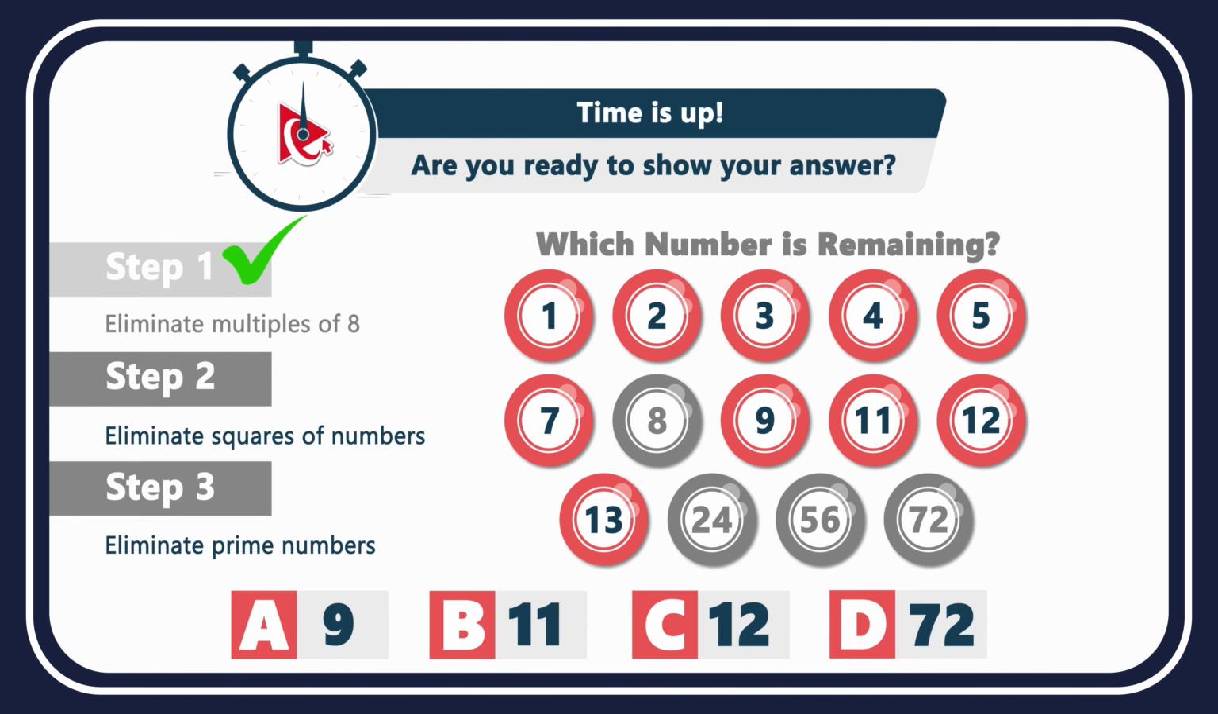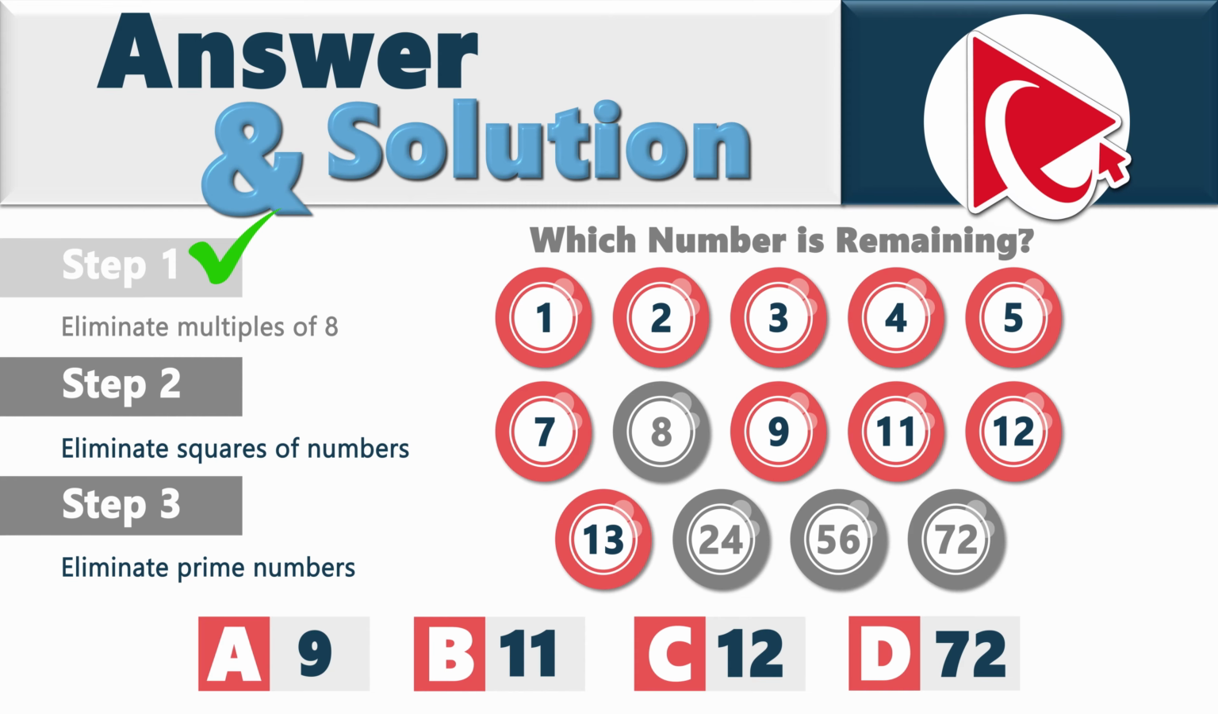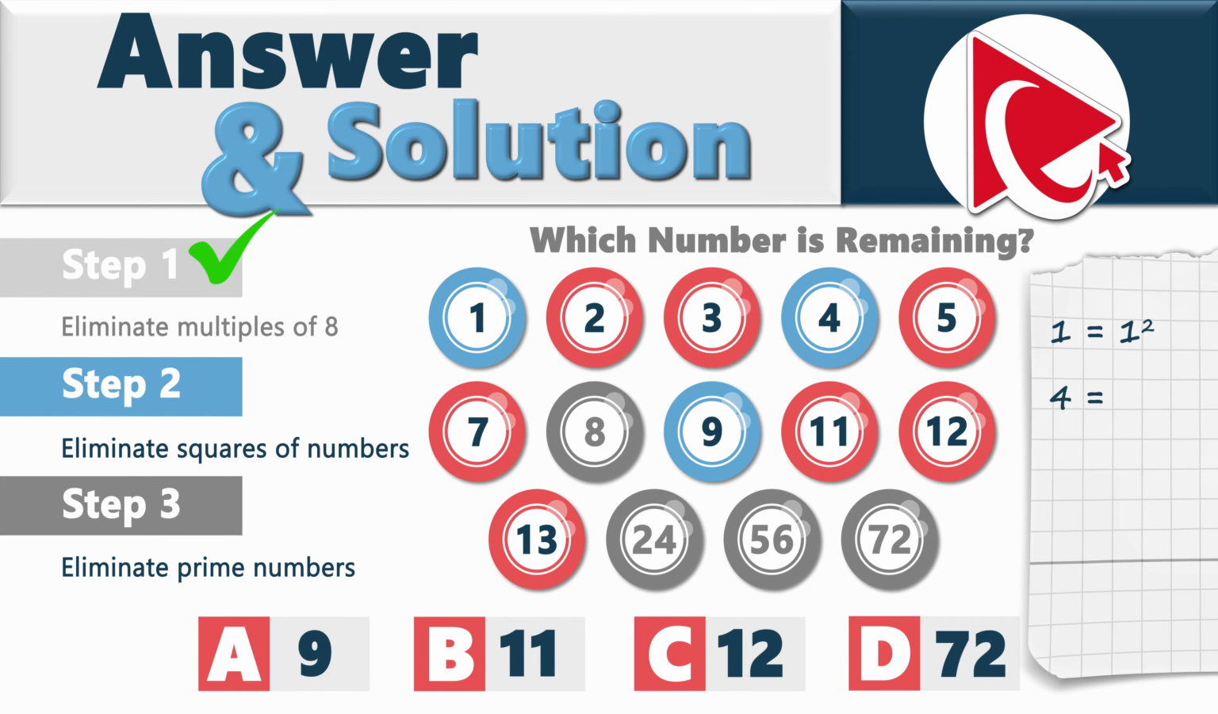Time's up. Are you ready to show your answer? We already solved step 1. In step 2, we need to eliminate square numbers. So the square numbers are here 1, 4, and 9. 1 is square of 1, 4 is square of 2, and 9 is square of 3.